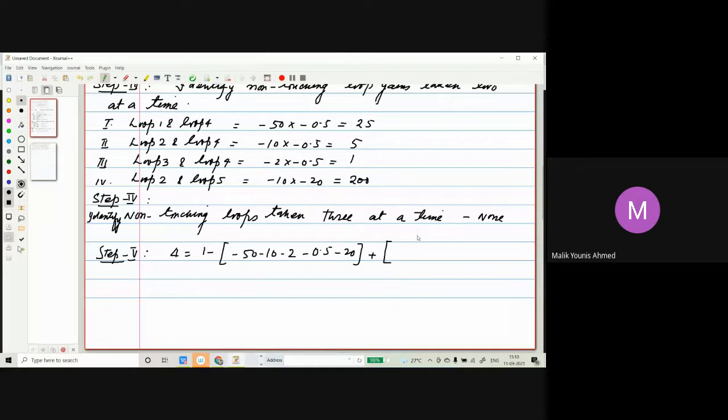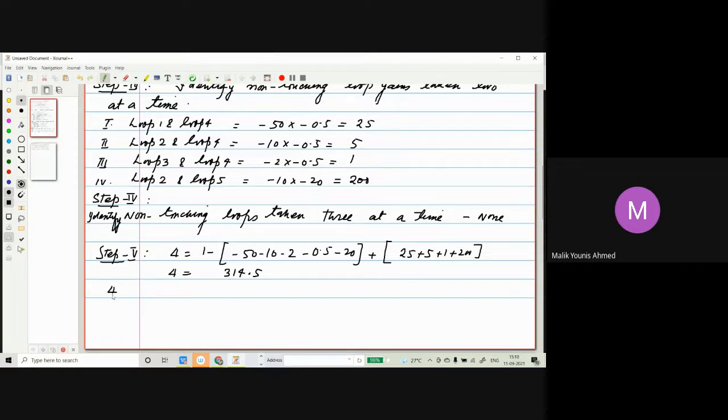Then we have the summation of the non-touching loop gains taken two at a time. That will be 20 plus 5 plus 1 plus 200. So this comes out to be, if you calculate this, delta will be 314.5. Please check these values also.